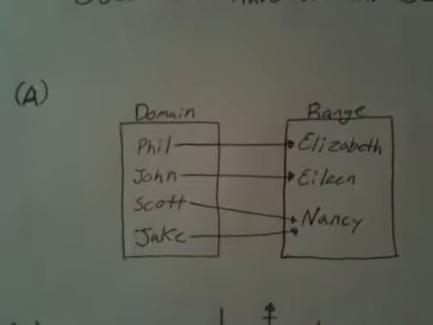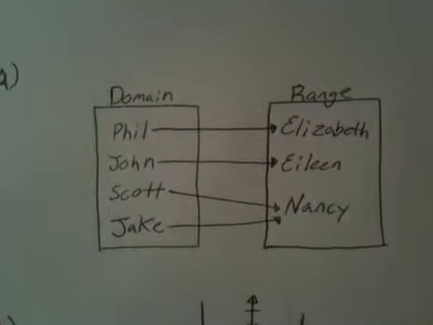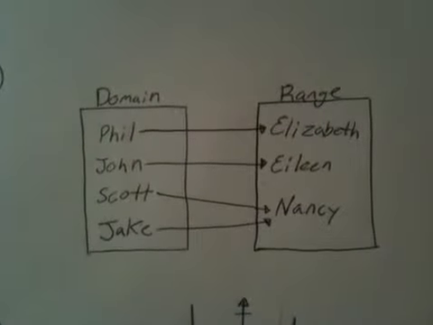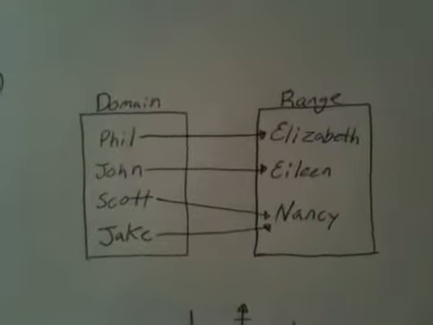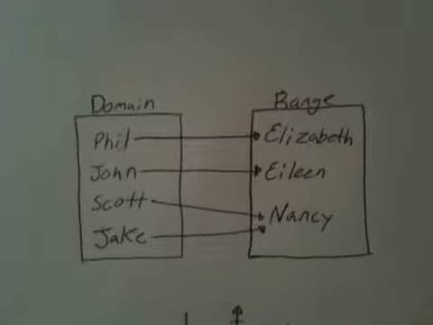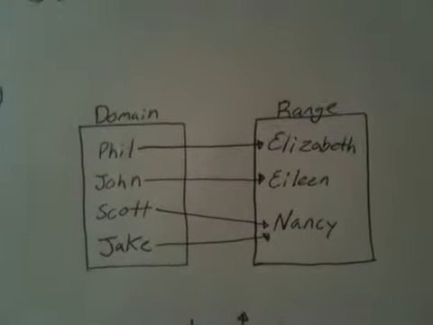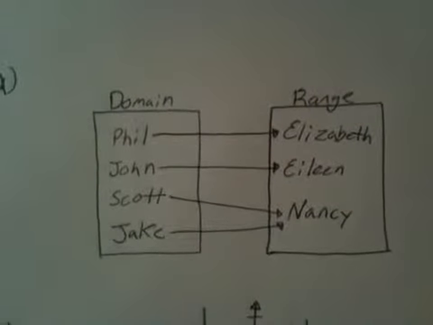In our first relation, we have the domain of Phil, John, Scott, and Jake, and the range of Elizabeth, Eileen, and Nancy. In order for this to be a 1-to-1 relation, for every variable in the domain, there must be only one variable in the range.